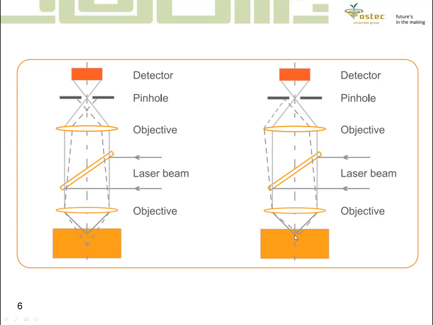And when we talk about XY resolution, the point on the optical axis will go through the pinhole, and the light from the other points does not go through the pinhole, it is blocked by the pinhole, and the detector detects only the area close to the optical axis.